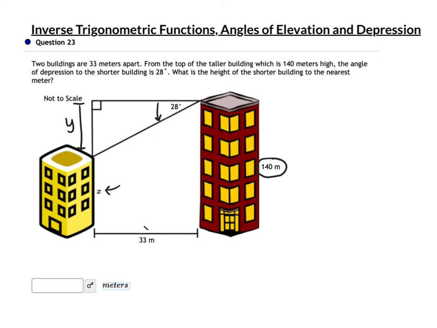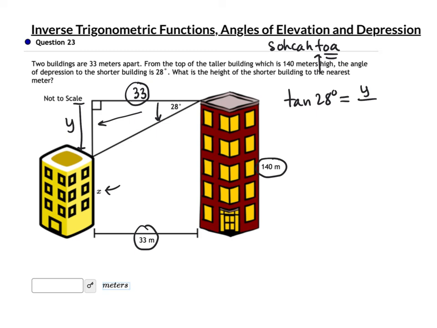The 33, the distance between the buildings, is this distance right there on the triangle. And in the triangle, I have opposite over adjacent. SOHCAHTOA. Opposite over adjacent is tangent. We're not finding an angle. This will be the normal tangent. The tangent of the angle, 28 degrees, is equal to y over 33. Put that over 1 and cross multiply. 1 times y is y. 33 times the tangent of 28.